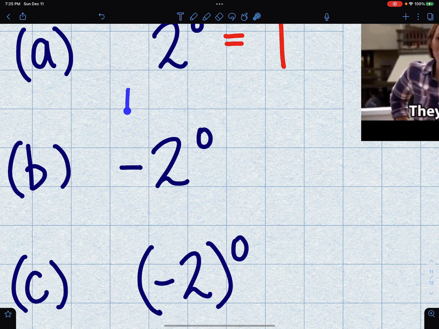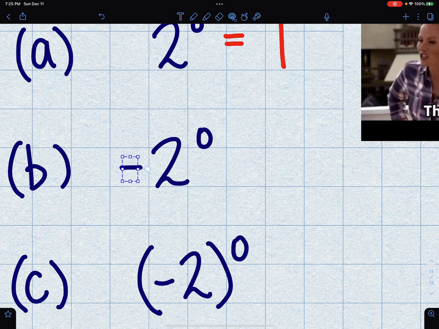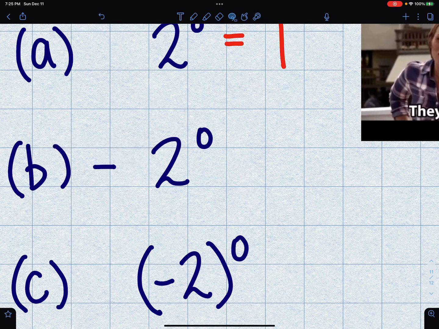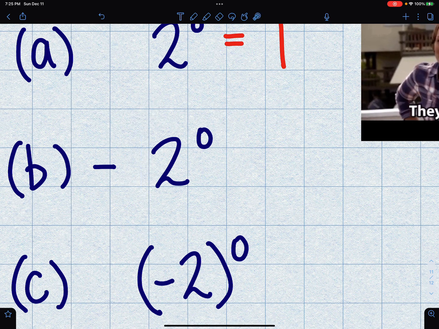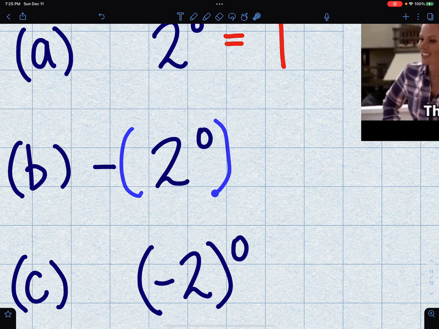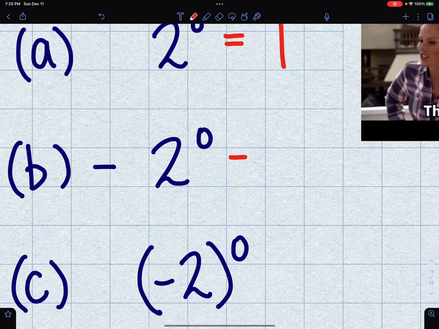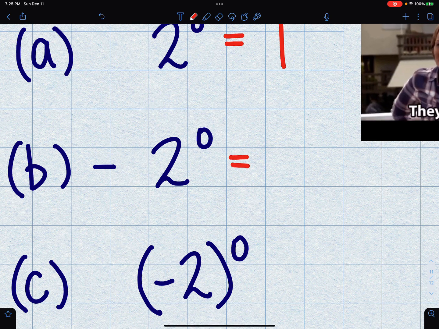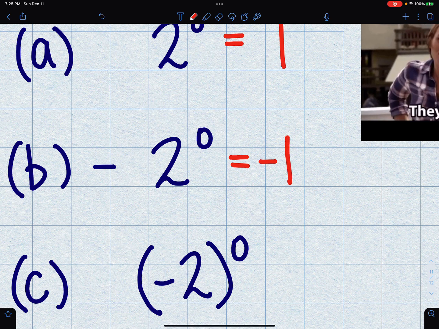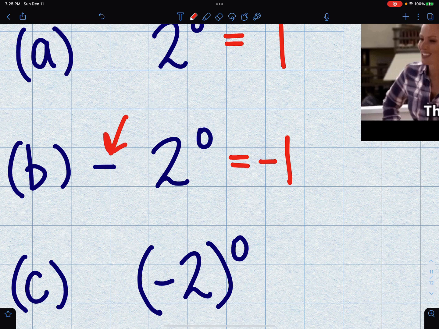Now I want you to notice where this negative sign is because it's kind of out front. When it's out front like that, when you can slide it over and make it out front, then it's kind of like saying, what is the opposite of that? So when you say, what is the opposite of that? It's going to be negative 1. That one's tricky. And it's because of where that is.